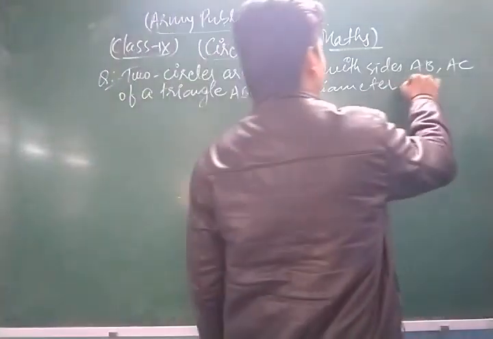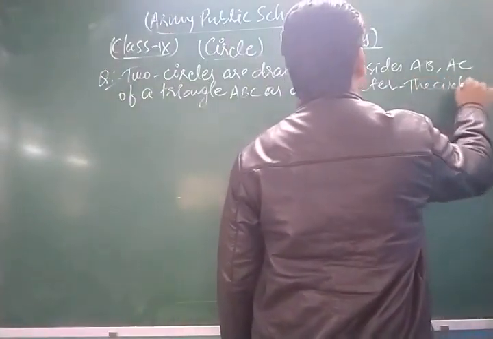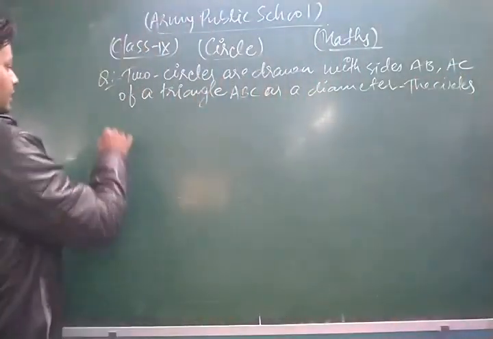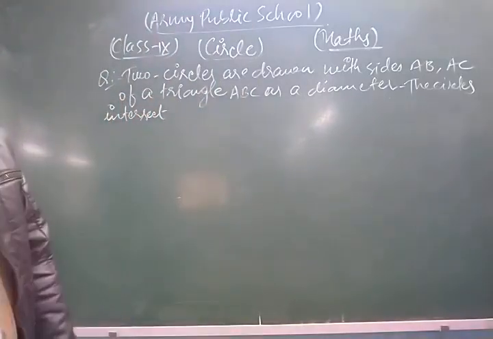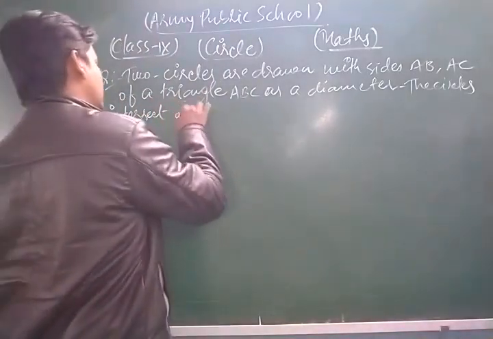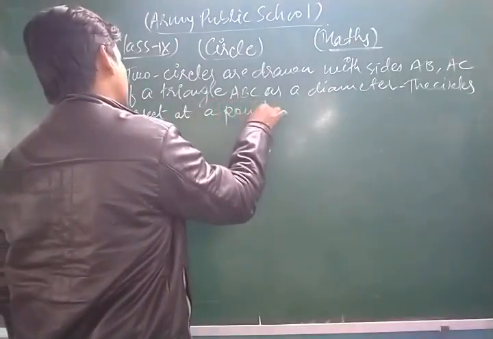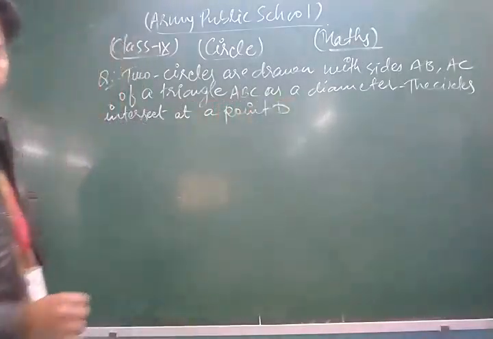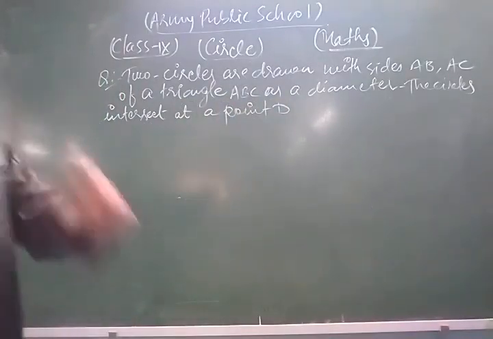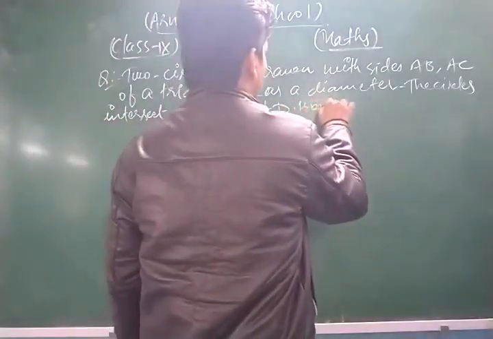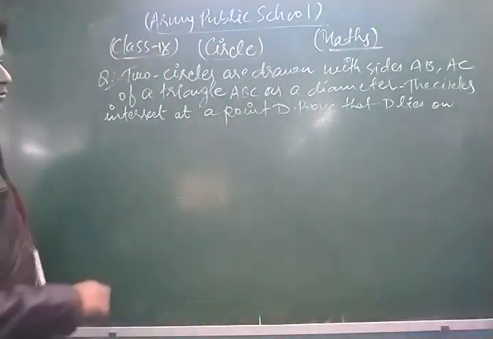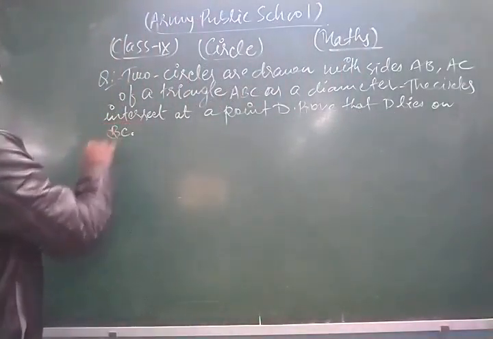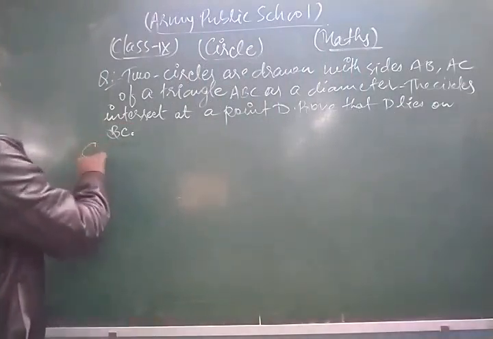The circles intersect at a point D. Prove that D lies on BC. Now let's see its solution.